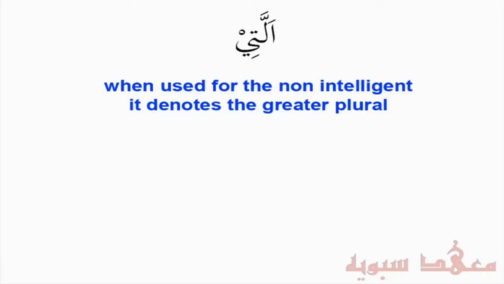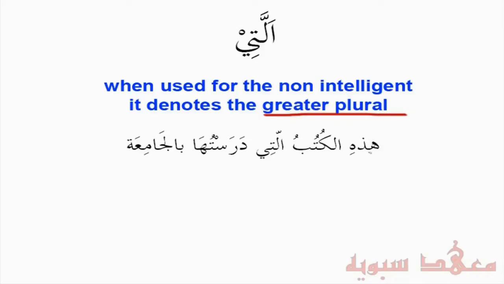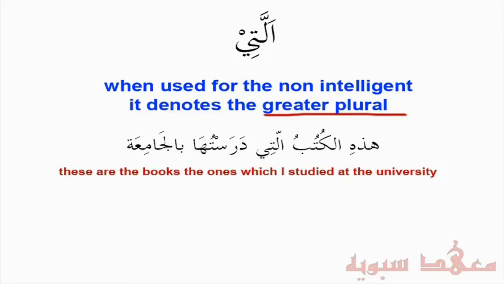Now here I'm referring to the plural. So when it's used for the non-intelligent, it denotes the greater plural. So for example, we have the following sentence: هذه الكتب التي درستها بالجامعة, which means these are the books, the ones which I studied at the university.